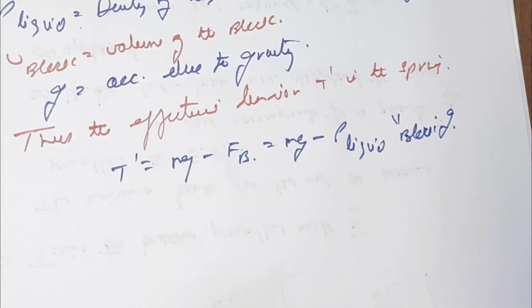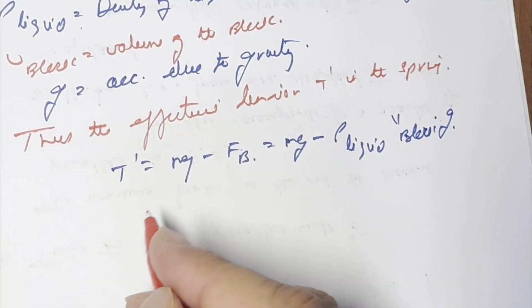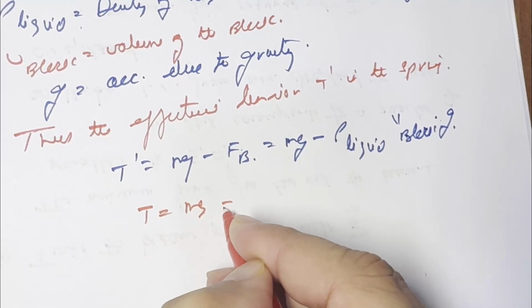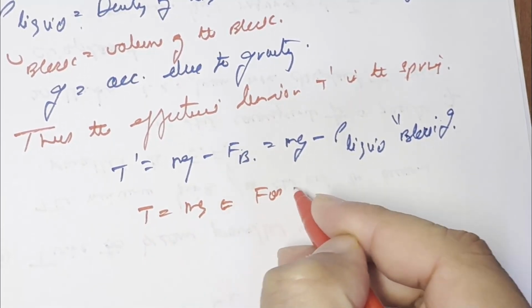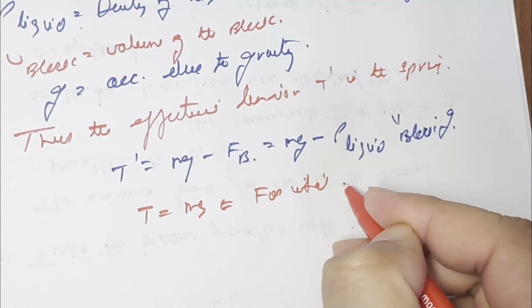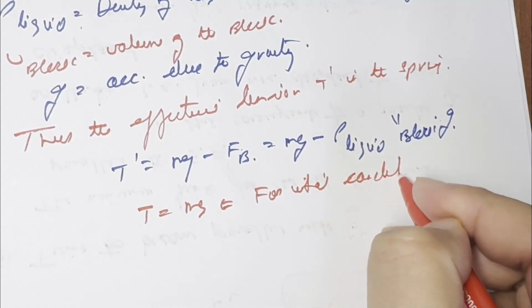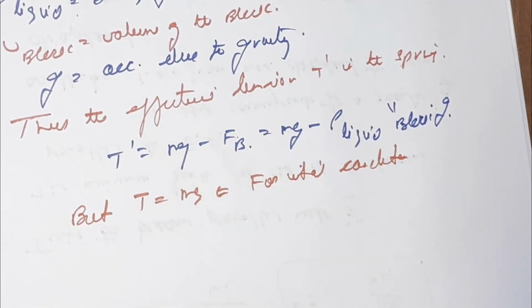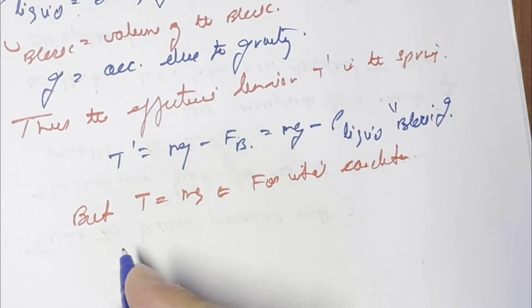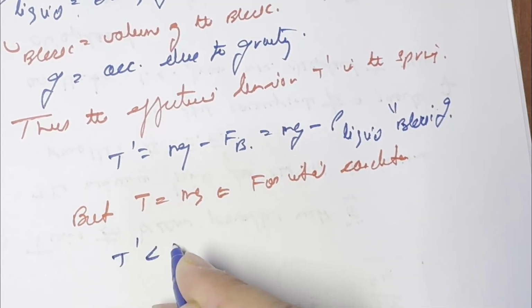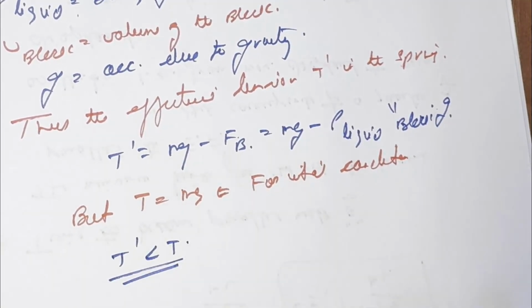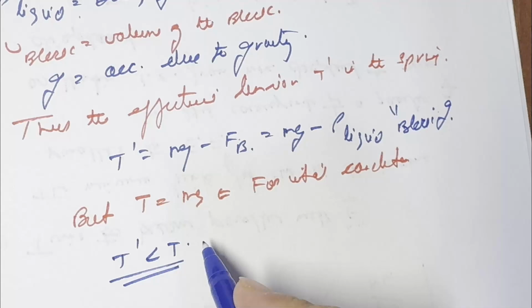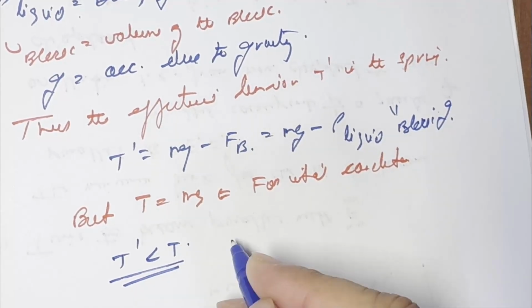So if you make a comparison, we just wrote for the first case, the initial condition, that T was equal to mg. So it can clearly be seen that T prime is less than T. Therefore, the balance A will read less than 2 kg.